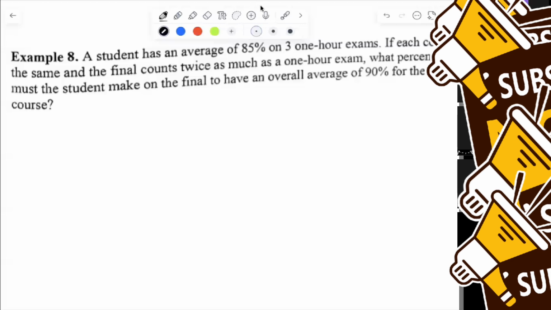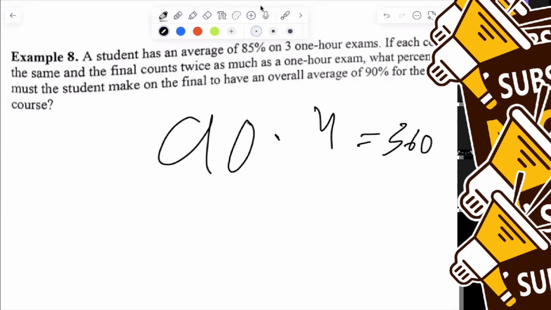Alright, so Eric got it right. So let's get started. How are we supposed to do this? We want 90% for 4. Think about it as 90% is just 90. So 90 times 4 is equal to 360. 85% or 85 times 3 is equal to 255.